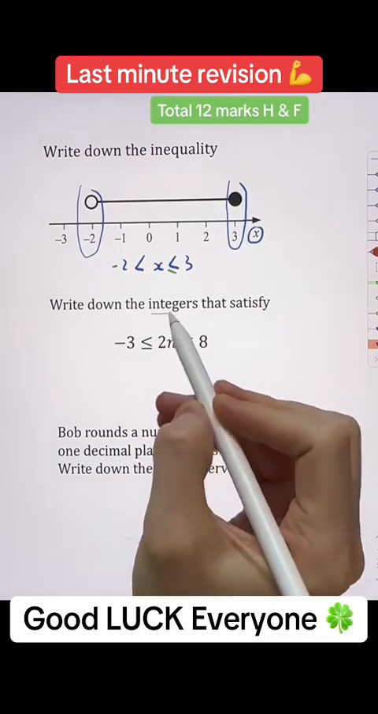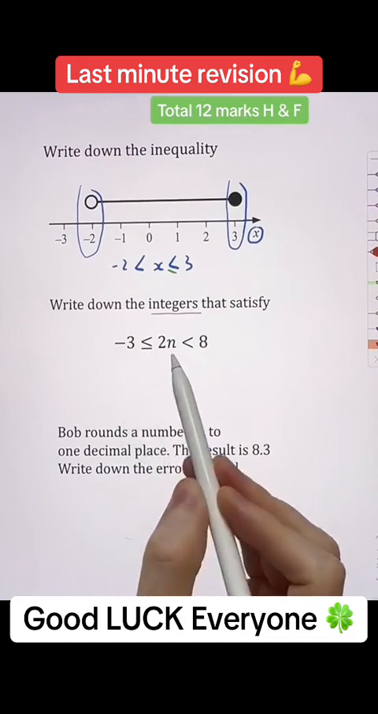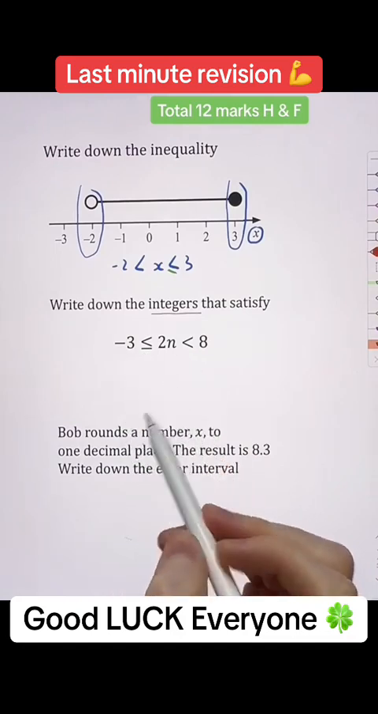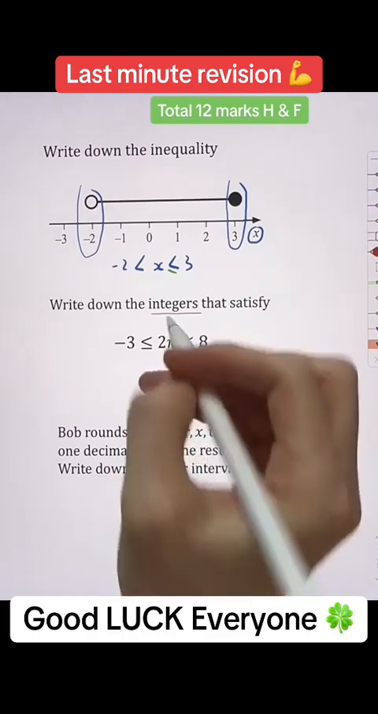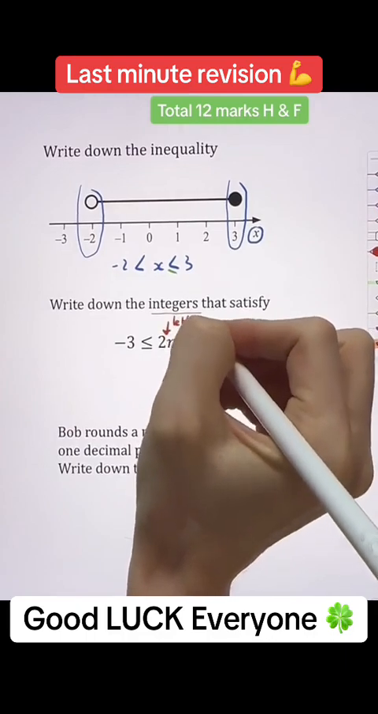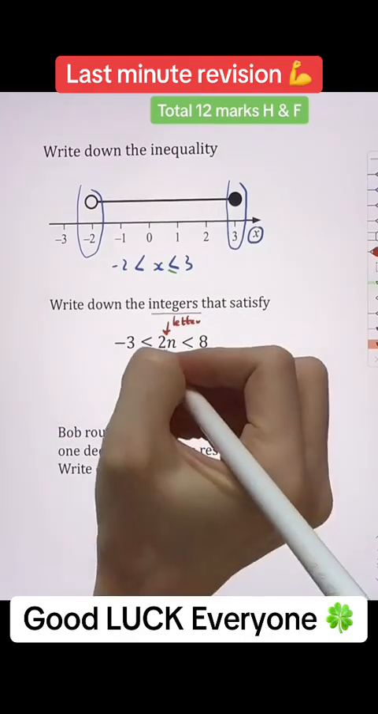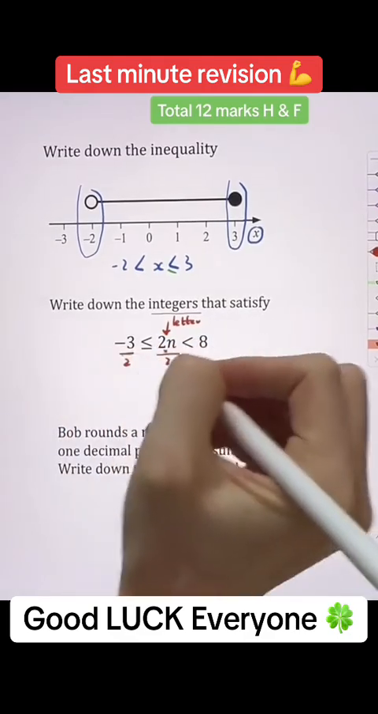Part B, write down the integers that satisfy 2n is greater or equal to -3 and less than 8. If you're solving an inequality with 2 inequality signs, we always want the letter by itself in the middle. As we've got 2n, just like in solving an equation, 2n in algebra means 2 times n.